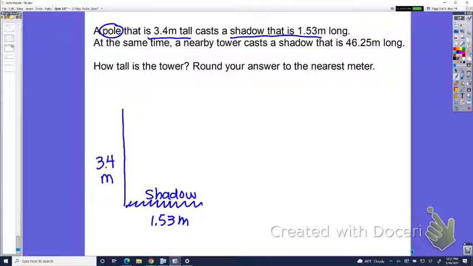And then at the same time, we have a tower nearby. So this is the pole. I'll draw another picture for the tower.